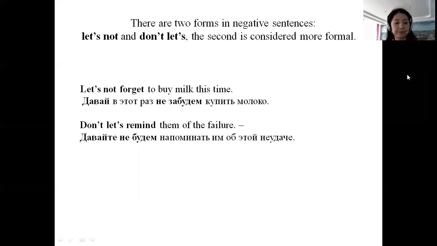Okay, students, we understand what the imperative mood is, how to use it, how to use it politely, and how to form negative sentences with the word let's. And please read about this.